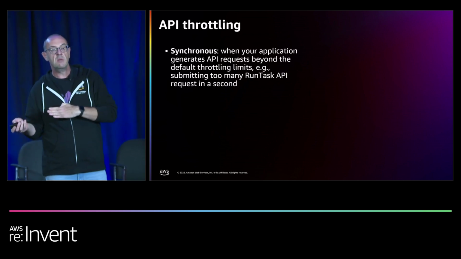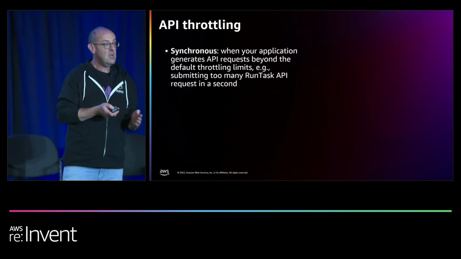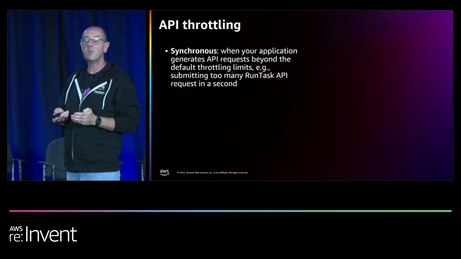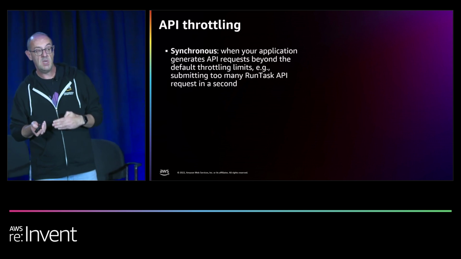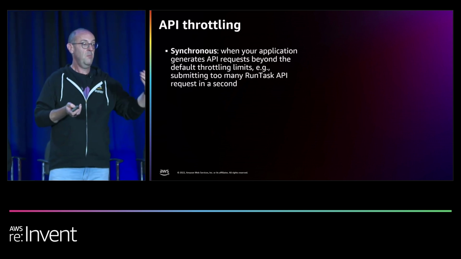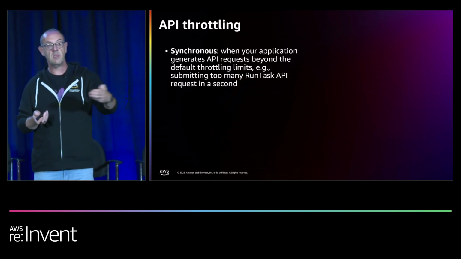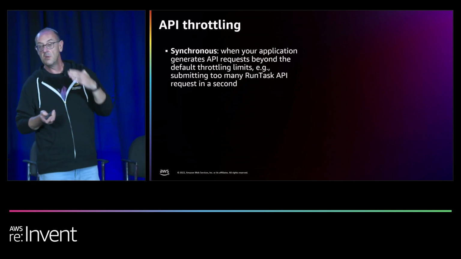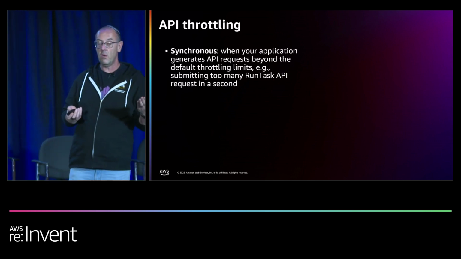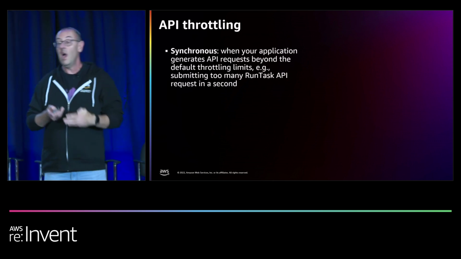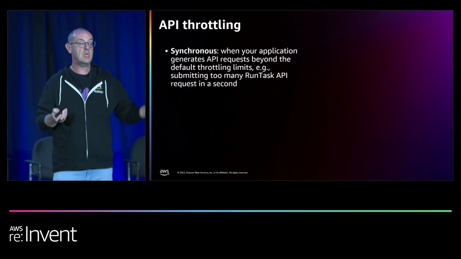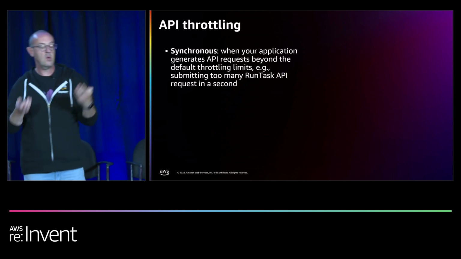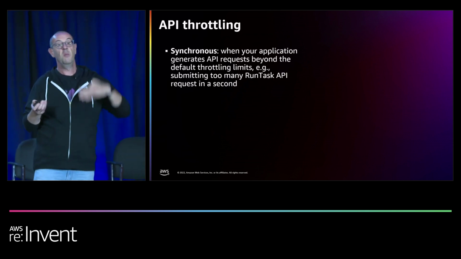When we talk about API requests and API throttling, we look at two different categories. The first one is synchronous, which means that you, the customer, make an API call from your account, either through the CLI, the console, or your automation tool. For example, if you do a run task API, to start a new ECS task, that would be one synchronous call from your tooling, CLI, or console to make an API call.